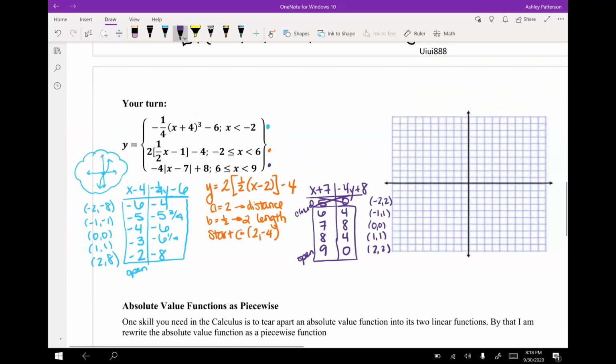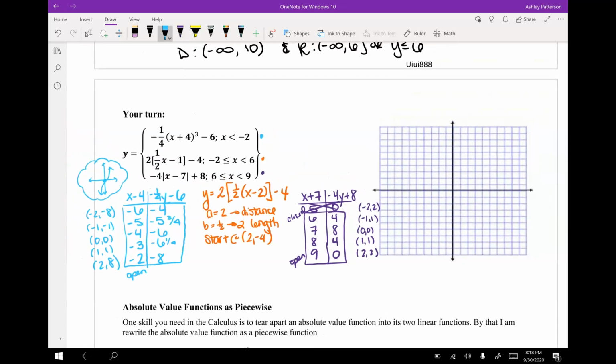All right, let's do it. I'm going to graph the first piece, remembering what the function shape should look like. Our central point is going to be at 4, negative 6. So I'm going to go 1, 2, 3, 4, 1, 2, 3, 4, 5, 6, closed point. I'm then going to graph 3, to the best of my ability, of course. 3, negative 6 1/4. And negative 2, negative 8, and that is an open circle.